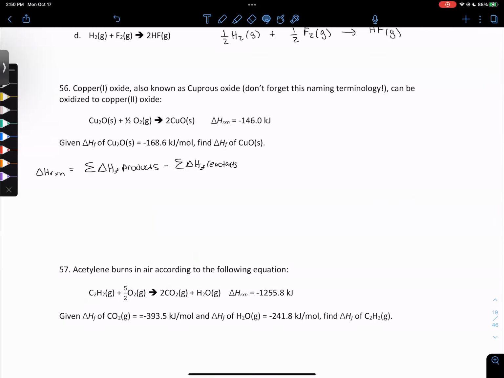What's the value of it? Oh, it's zero. It's 0, right? Because it's in its elemental form. To form something that's already formed, it takes no energy, right? So anything in its natural state always has a heat of formation of 0.